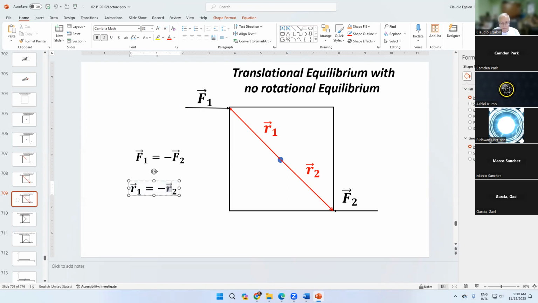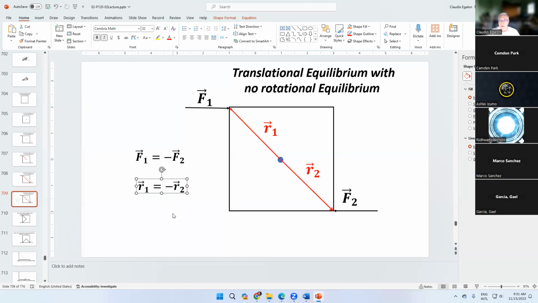In this specific case, it doesn't have to be R1 equal to minus R2. The magnitude of each torque is going to be the same. But if you notice, this force here will generate a counterclockwise torque. Do you see that? And this other force here will also generate a counterclockwise torque. There is translational equilibrium, but not rotational equilibrium.